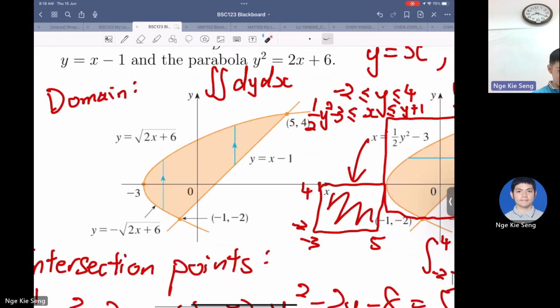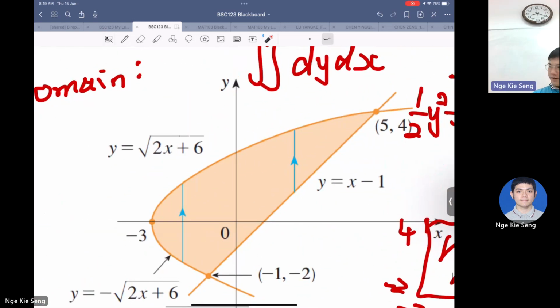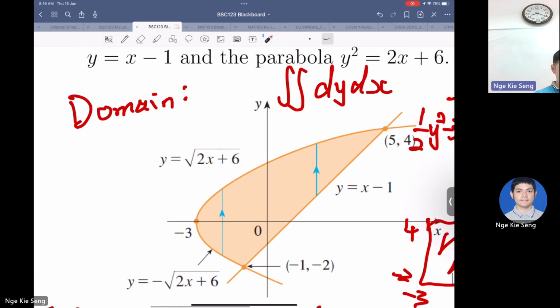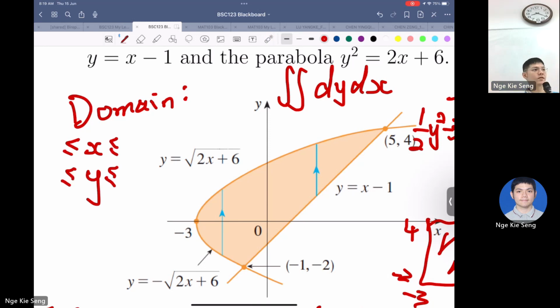Okay, how about we discuss another way to integrate? Let's say we want to do dy dx. So what's my range of x in this case? And what's the range of y? What's the range of x?